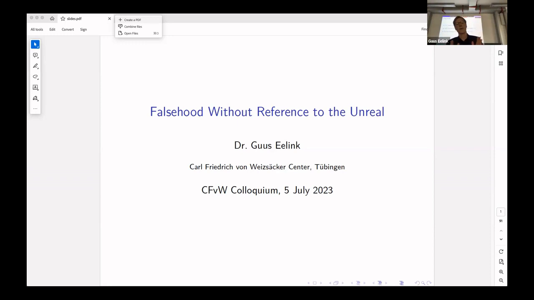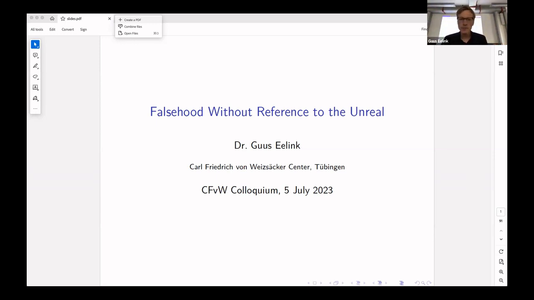Then I will zoom in on what I take to be the first falsehood puzzle in the Sophist. So that is T2 on the handout. And then finally, I will argue that Plato's account of falsehood solves this first falsehood puzzle. So no time to waste. Let's get started with the problem of falsehood.